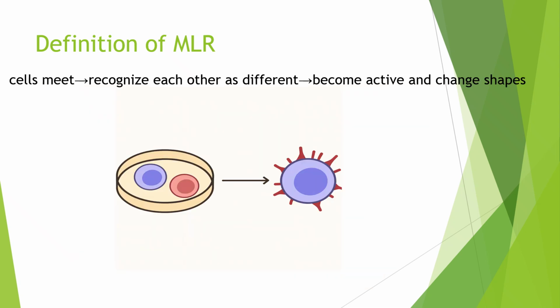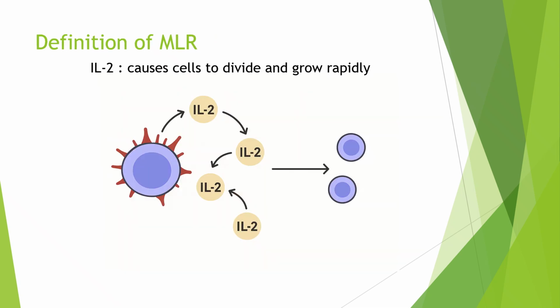When the cells meet, they recognize each other as foreign or different. They become active and change shape. Then, the cells release chemicals like IL-2. This causes them to divide and grow rapidly. MLR measures this growth reaction.